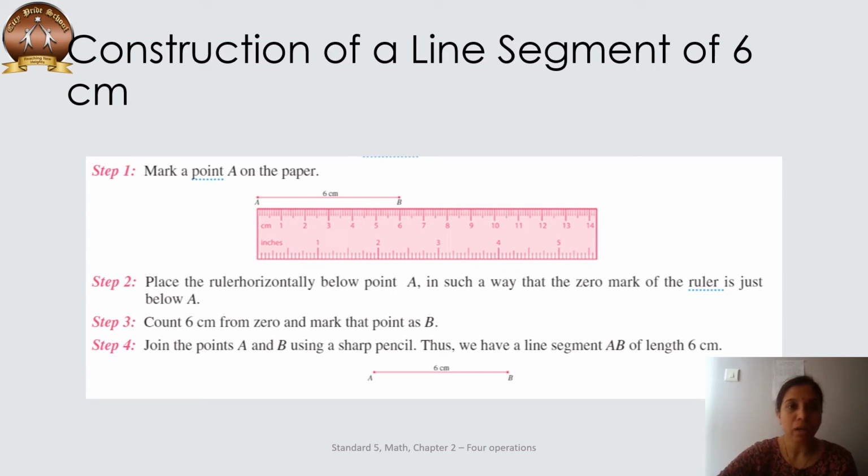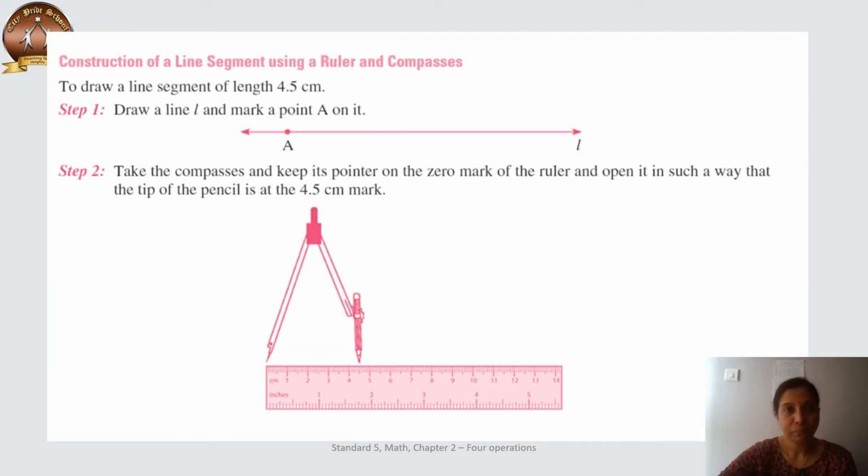Step 1. Mark a point A on the paper. Place the ruler horizontally below point A in such a way that the 0 mark of the ruler is just below A. Count 6 cm from 0 and mark that point as B. Join the points A and B using a sharp pencil. Thus we have a length AB of 6 cm. In this way we can draw any line using a ruler.